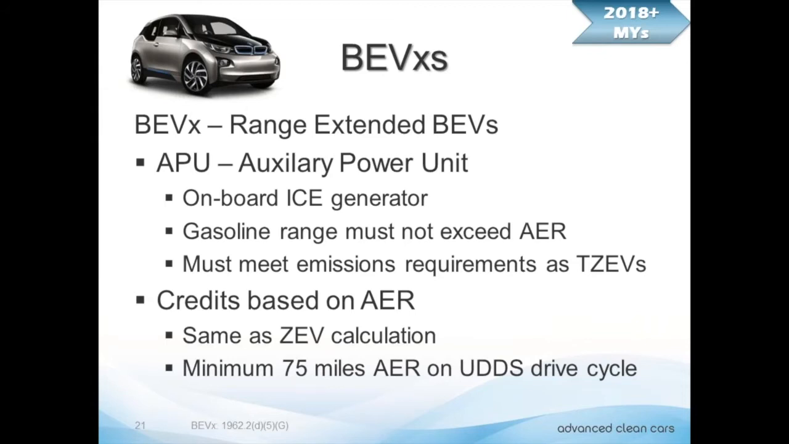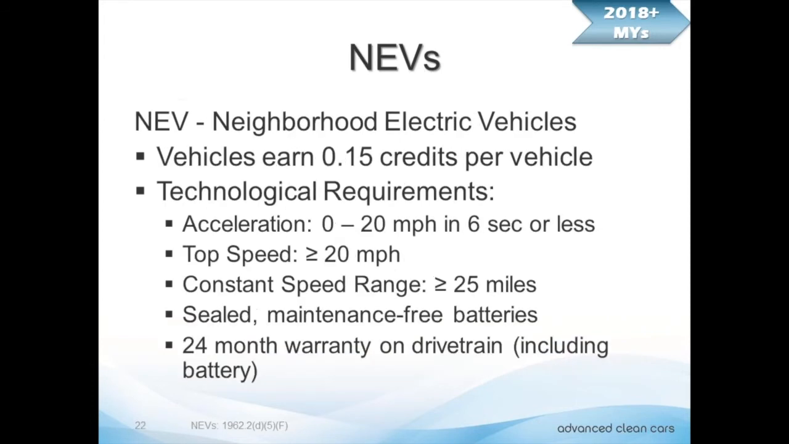The APU must pass all of the same emissions and warranty requirements as TZEVs. These vehicles earn credits based on the same equation that other ZEVs use. However, unlike BEVs, which must have a minimum AER of 50 miles, a BEV-X must have an AER of at least 75 miles. Unlike BEV-X, our next vehicle type earns a fixed credit value.